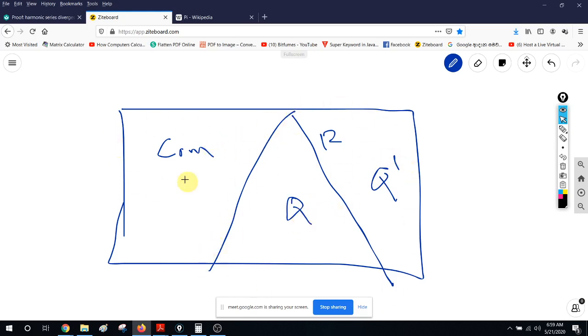Other than real numbers, we have something called complex numbers, which we have not covered in your syllabus. Those who have done A-level maths know what complex numbers are, and a subpart of complex numbers is called imaginary numbers. If you are interested in those things, you can go to the internet, YouTube, and learn.